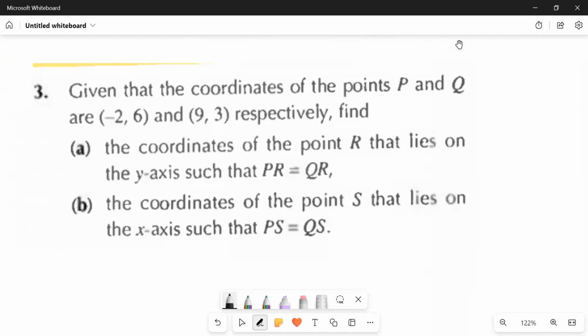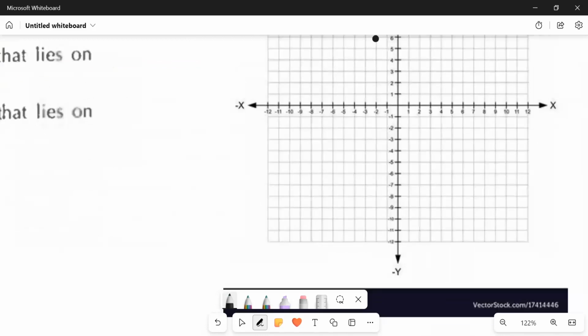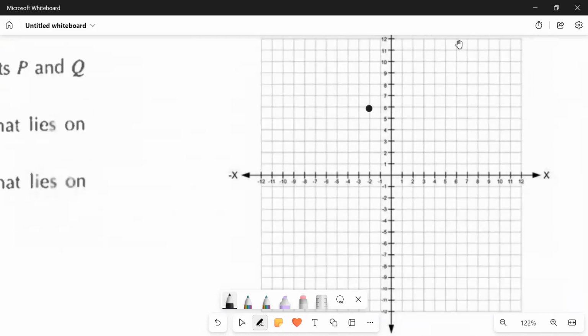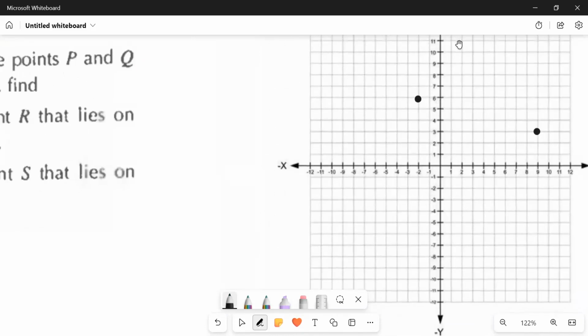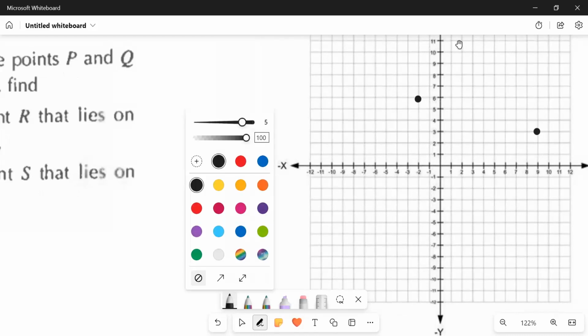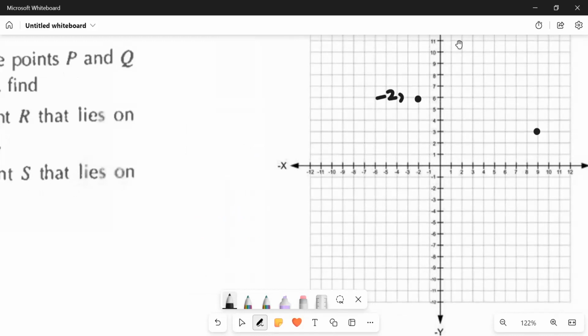So -2, 6 and 9, 3. Now this point is here. Okay, these are the two points in the plane. This point is (-2, 6), and this point is (9, 3). So this is the line, right?